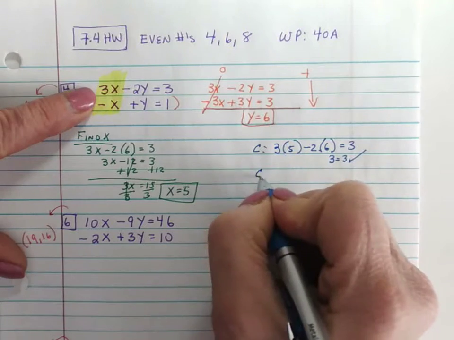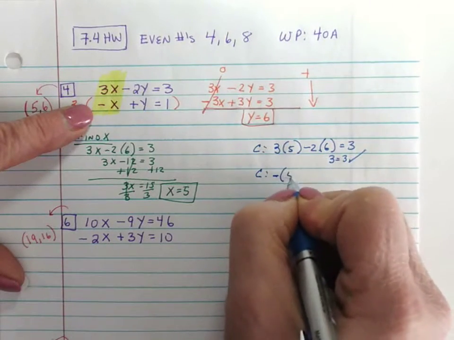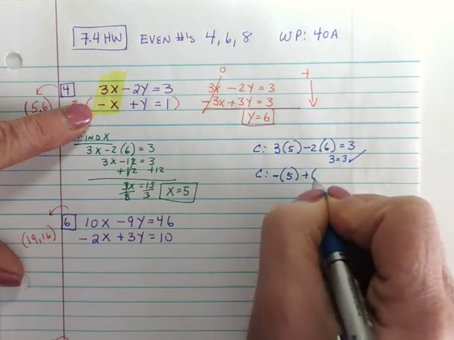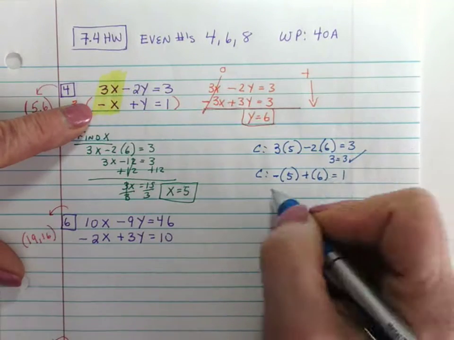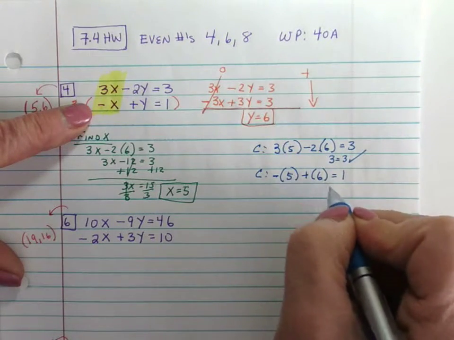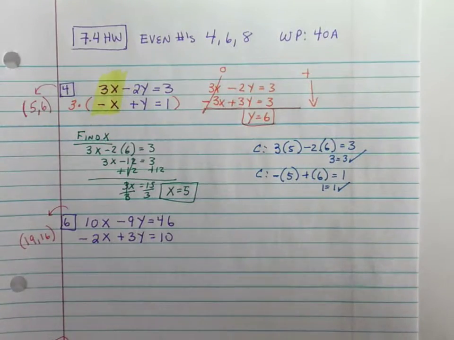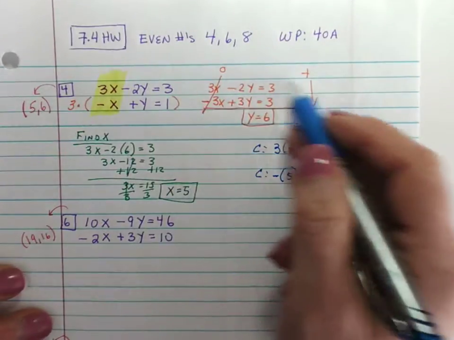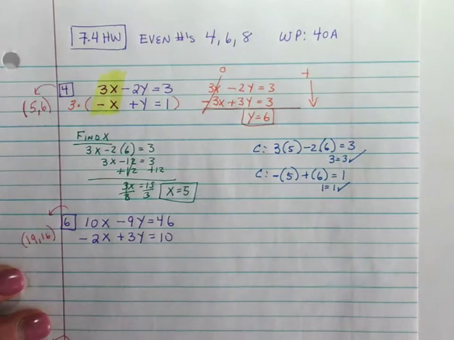Check the next equation. Negative x, which is 5, plus y, which is 6, equals 1. Negative 5 plus 6 is 1, so 1 equals 1. Cha-ching, it checks. Notice that I made this very clear, showing my work. I found y, I found x, and I checked.